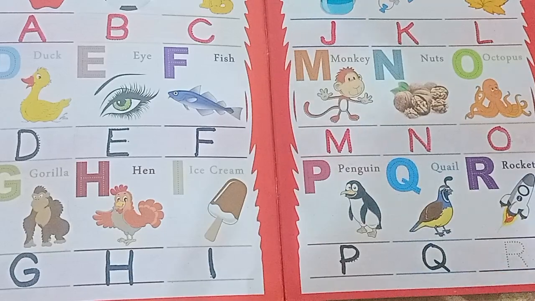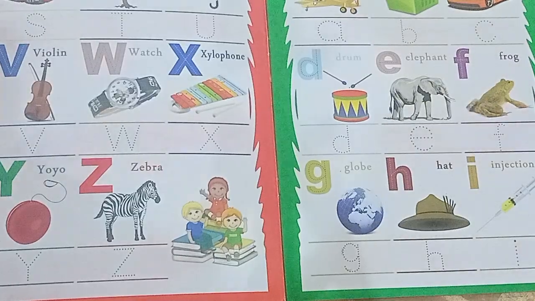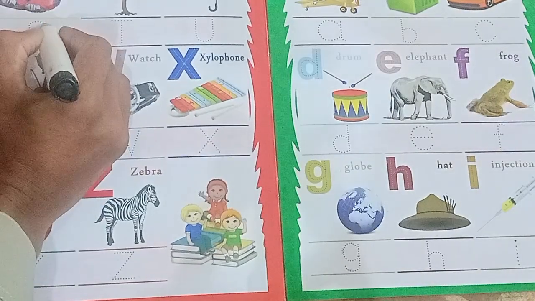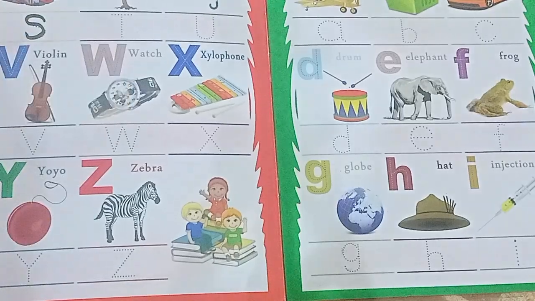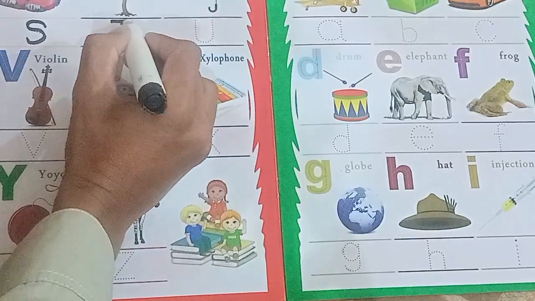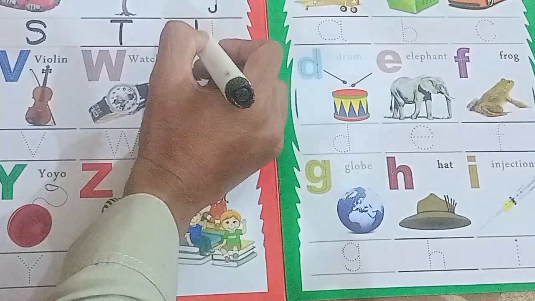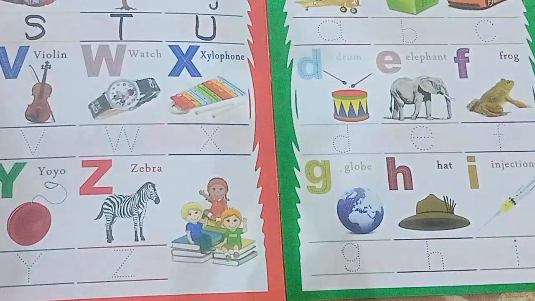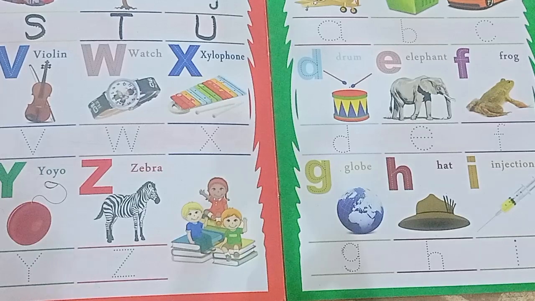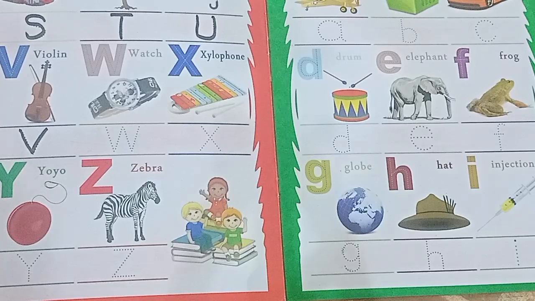Q for quail. R for rocket. S for shoes. T for tree. U for umbrella. V for violin.